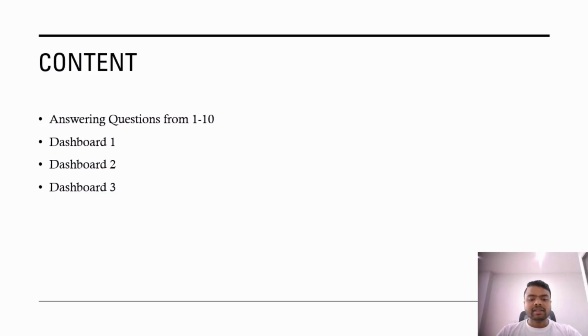Content. The slide outlines the structure of our presentation. We will begin by addressing 10 critical business questions that guided our analysis. Then we will showcase 3 interactive dashboards: sales and profit overview, product performance, and regional and store level analytics. Each dashboard provides valuable insights that can drive data-driven decisions. Firstly, we examined a variety of data-driven questions using Power BI visualization tools.